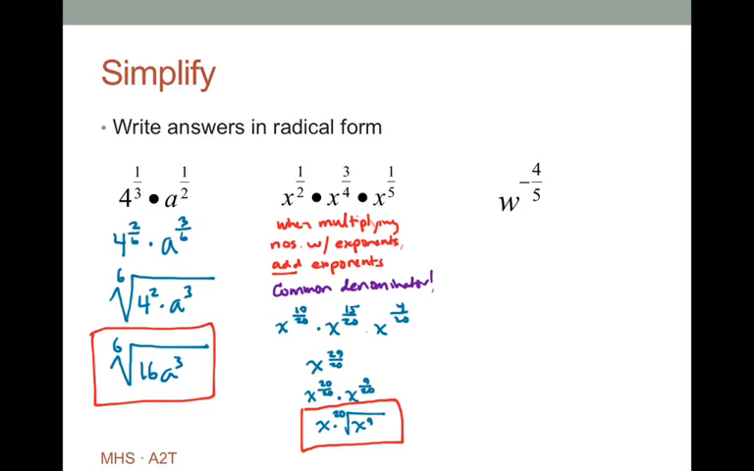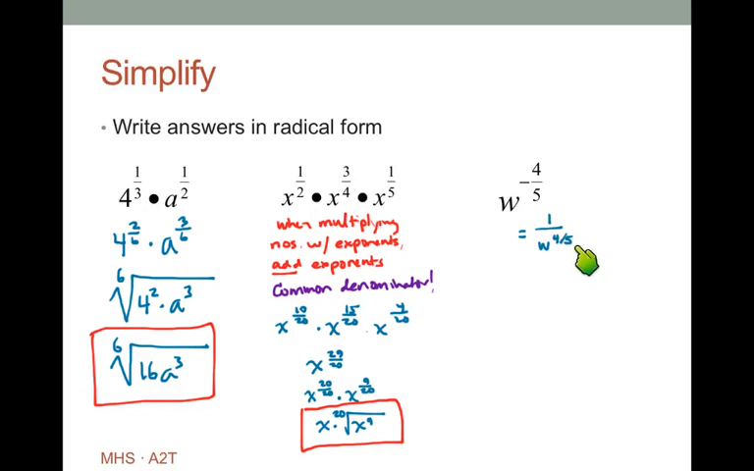Okay, I know I'm going fast, so you can pause and take a look and slow down if you need to. w to the minus 4/5, that's the same as 1 over w to the 4/5. Now we have to rationalize that. We're not allowed to have a radical in the denominator.